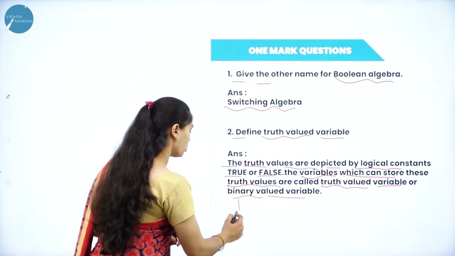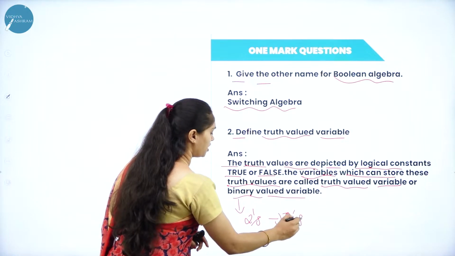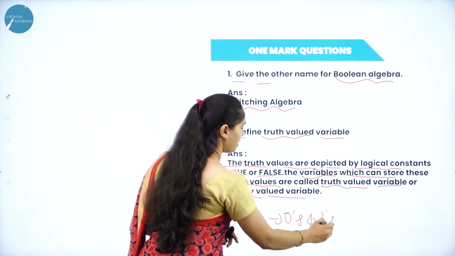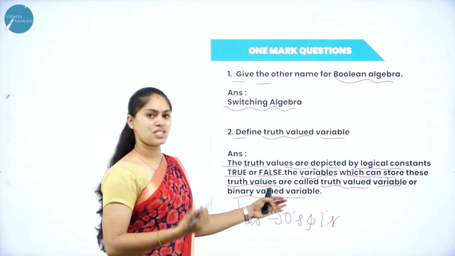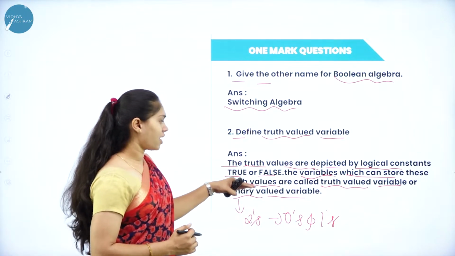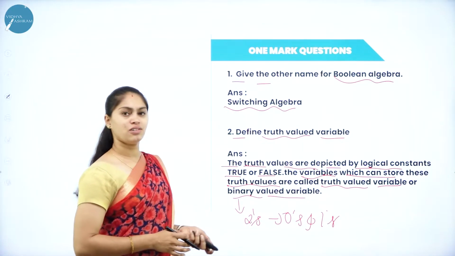So here we have the alternative, truth valued variable or binary valued variable. Binary in the sense what? It deals with only two values, that is zeros and ones. If it is 0, that will be false. If it is 1, that will be true. So if a variable is holding, or can store, these truth values called true and false, it will be considered as a truth valued variable.